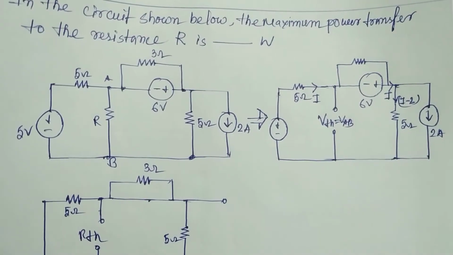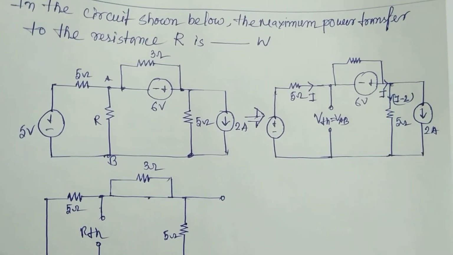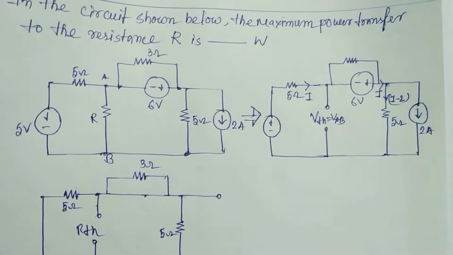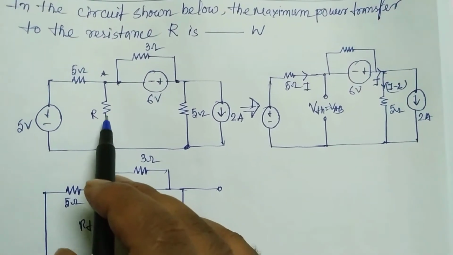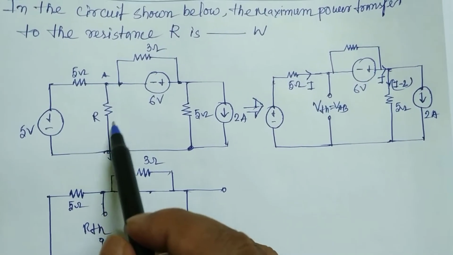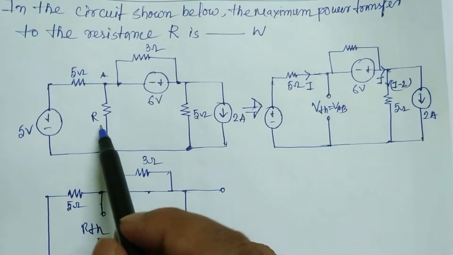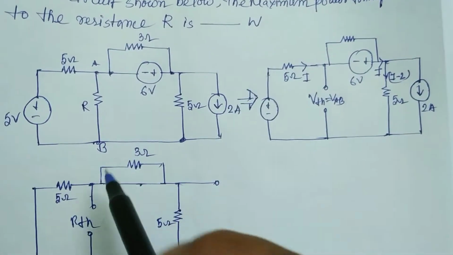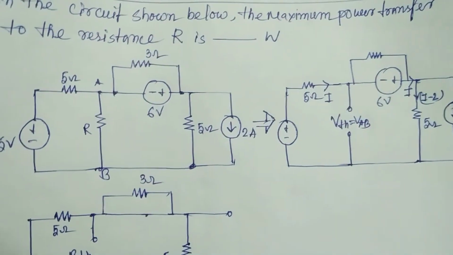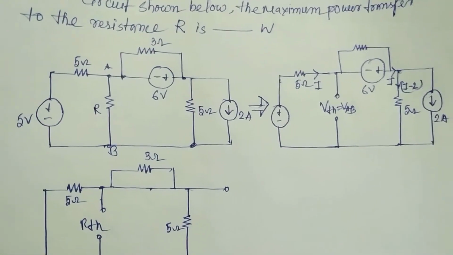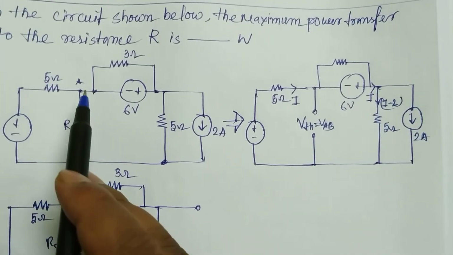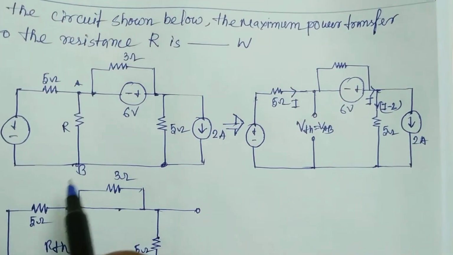Let's see how to solve the circuit. The question is, in the circuit shown below, find the maximum power transferred to the resistance R, the resistance between points A and B. We have to find the power delivered in the resistance in watts. Now we have to solve the circuit. First we have to find VTH or VAB, the voltage across points A and B.